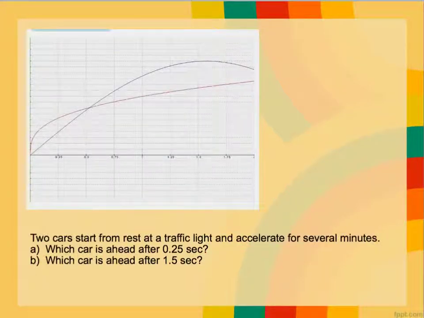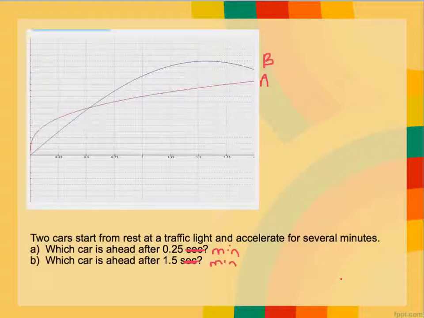In our second example, we're going to look at the fundamental theorem of calculus, but this time we're going to look at it graphically. So let's say we have two cars, and we'll label our pictures as car A and car B, that are starting from rest at a traffic light, and then they begin to accelerate. I want to know which car is ahead after 0.25 minutes, not seconds, and after 1.5 minutes.